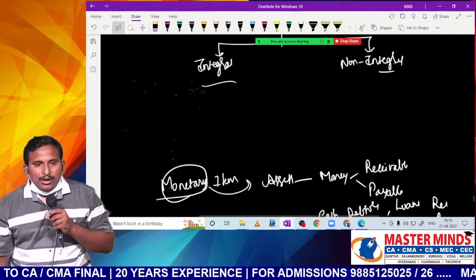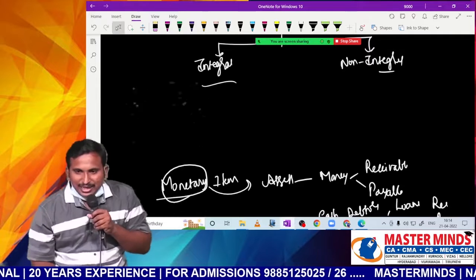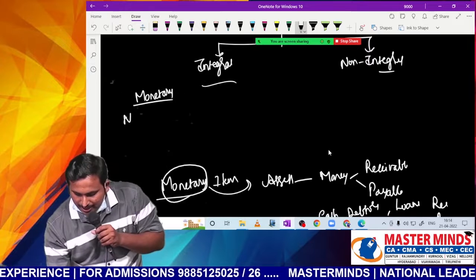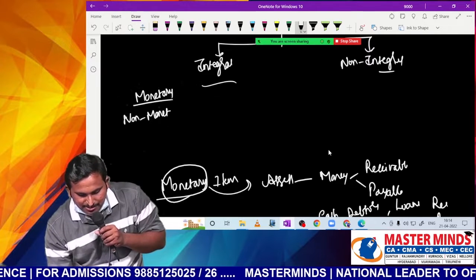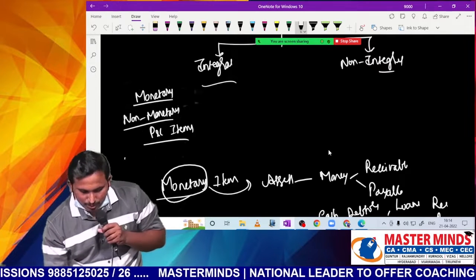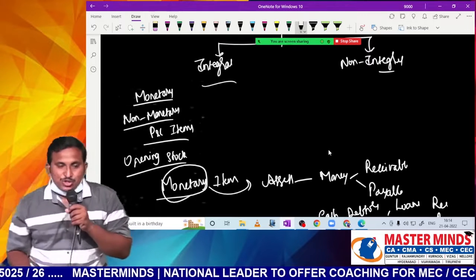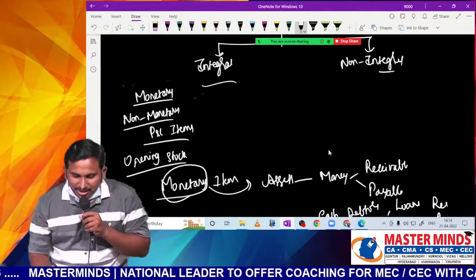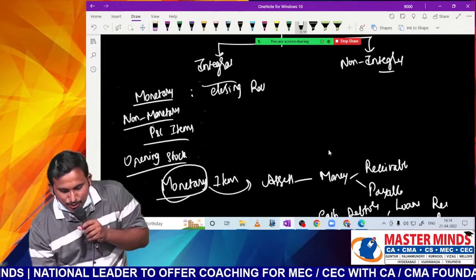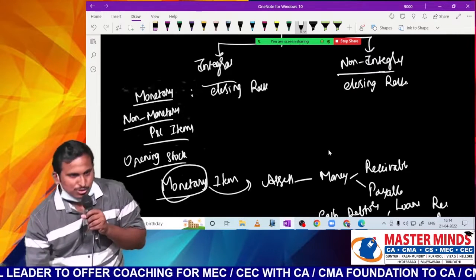Now, sir, what will we do in the case of integral and non-integral? Very simple. In the case of integral operations, now we have to know just the translation, sir. Monetary items, non-monetary items, then P&L items, opening stock, etc. I will just tell you the rates which you should pick, sir. So if it is monetary, whether integral or non-integral, we will follow closing rate. Which rate, sir? Closing rate. Because it is related to money, sir. When dollar value changes, that also has to change.